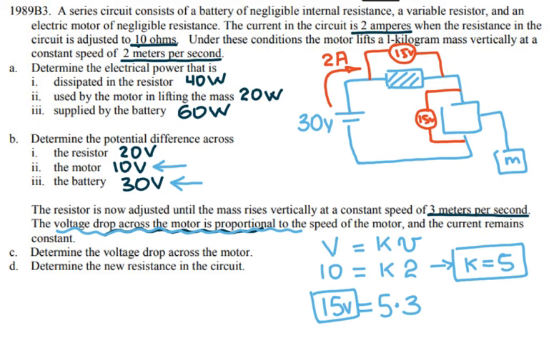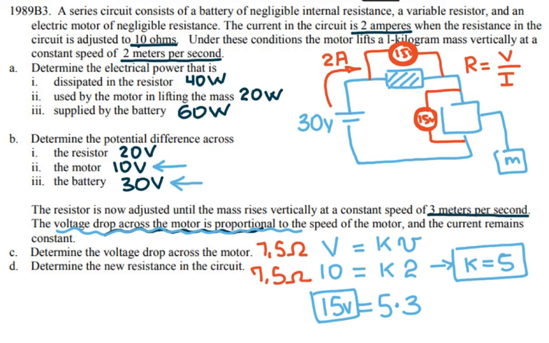So the resistance now has to be the voltage dropped on the resistor over the current. That gives me 15 over 2, because 15 and 15 give me 30. The voltage dissipated on the resistor has to be 15 volts. So the resistance is 15 volts over 2 amps, which gives me 7.5 ohms. And that is the new resistance of the circuit, 7.5.